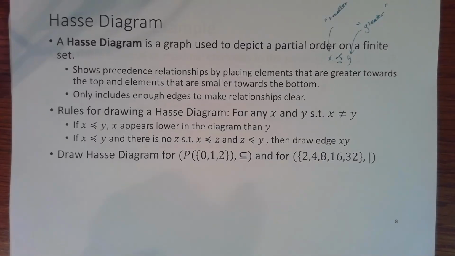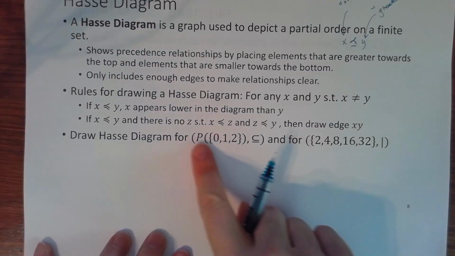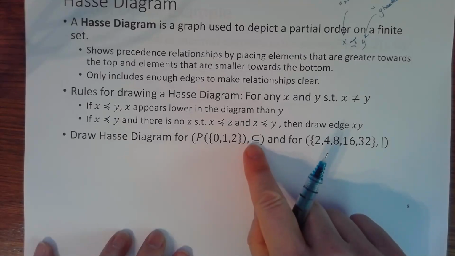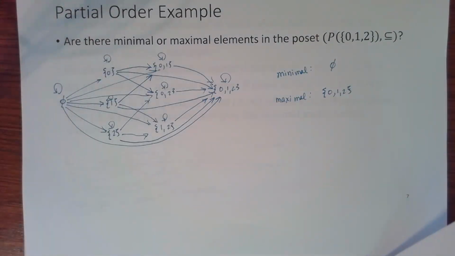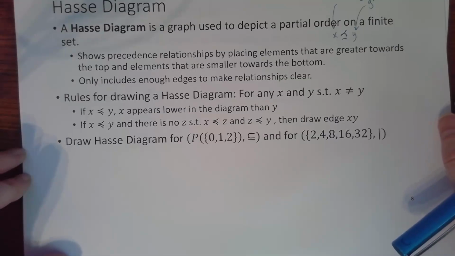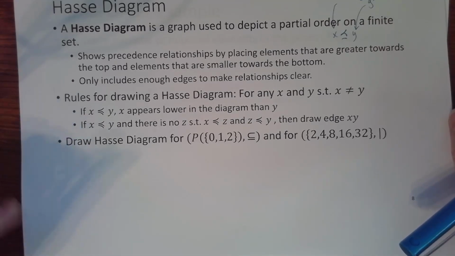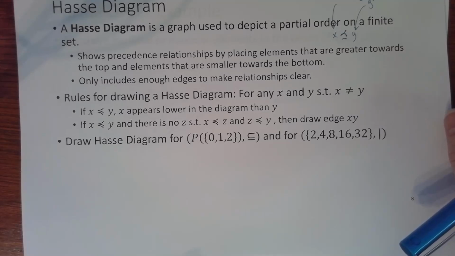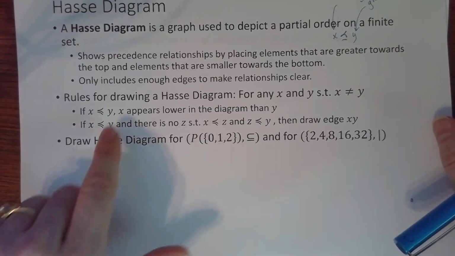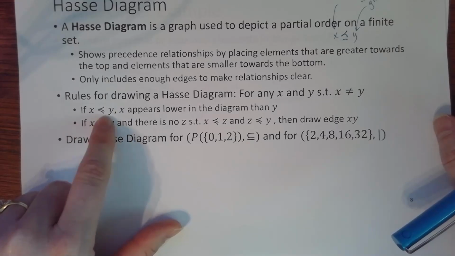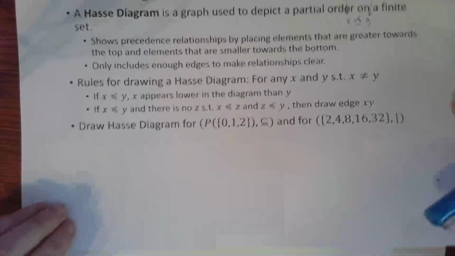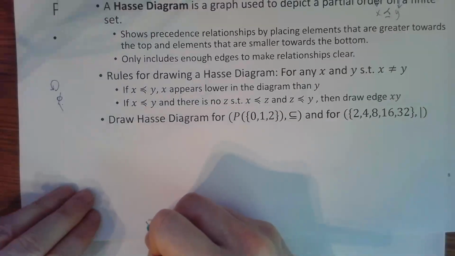Okay, so let's look at some examples. Let's look at how we would draw this same one. Here's the digraph version of it. How could I take that and convert it into a Hasse diagram? We know that a minimal element is going to have to appear as low as possible. So if we have two things that are related, x and y, x has to appear below y.